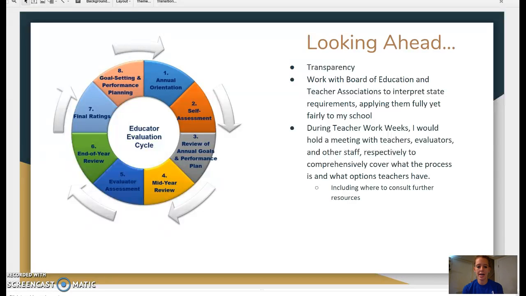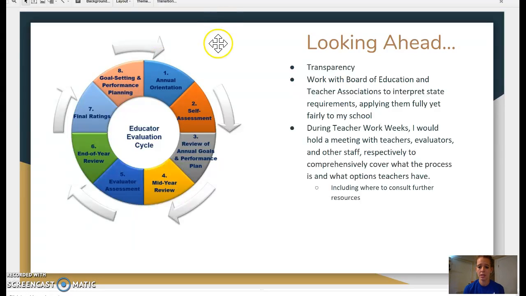The picture I have here is from a slideshow that was presented to all teachers at the beginning of this school year and the last 3 or 4 school years, talking about the process of our evaluation system at our school. It starts with an annual orientation, our self-assessment, a meeting with our evaluator, observations, a mid-year review, the final assessment, end-of-year review, the ratings, and then goal setting and performance planning for next year. Nowhere in there or in our meetings does it talk about what happens if you aren't satisfied with your rating, what resources a teacher has. And that's why I had to email that person.